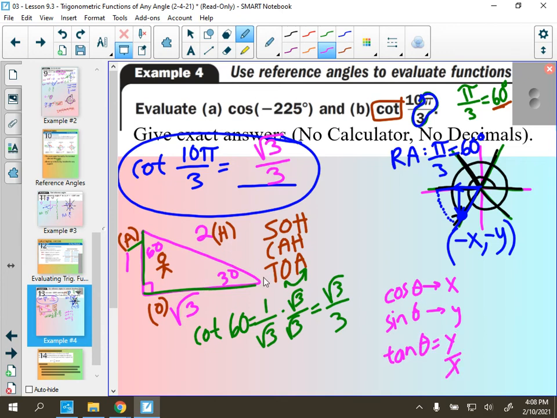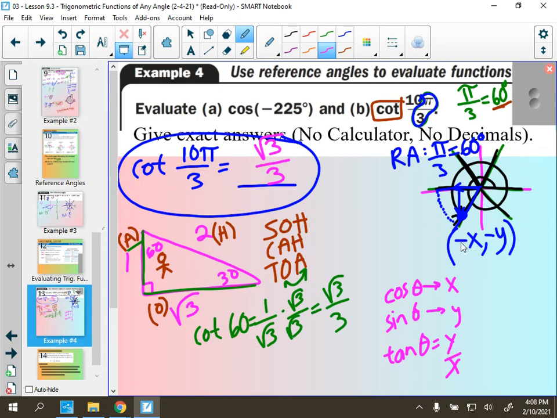So it still kind of works this way. If the question asked me about secant, I would just look at the x. If it asked me about cosecant, I would look at the y. And with cotangent, I want to look at tangent. You could think of it as x over y, but we really only need the signs.